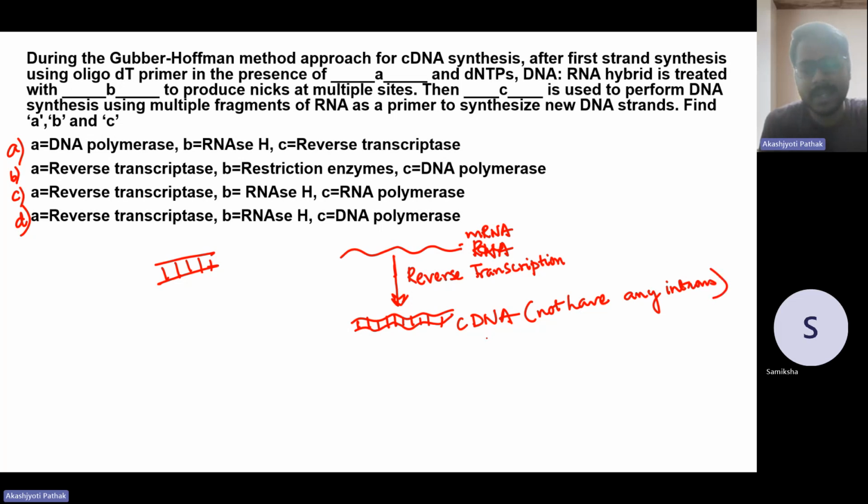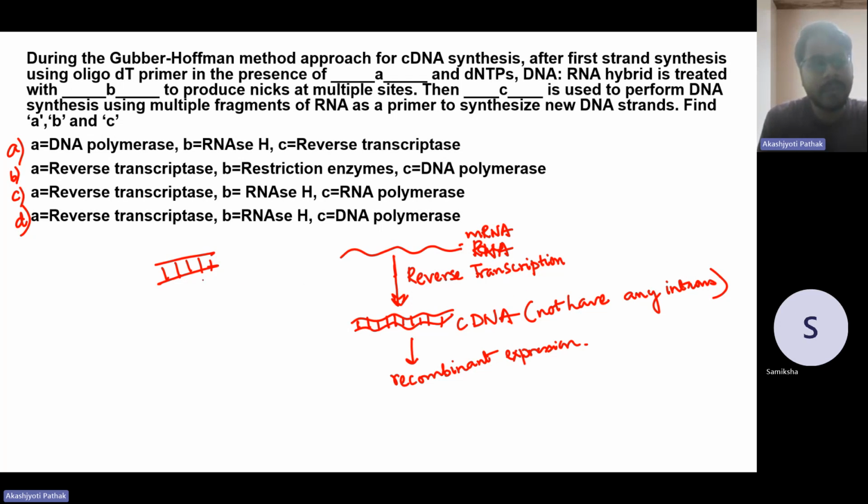So now you can directly use this complementary DNA. You can insert it in a plasmid and then use it for expression of a protein. Did you get it? You will learn about recombinant expression of proteins in later lectures, but because the concept of cDNA came, I was just giving a fundamental idea of what complementary DNA is.